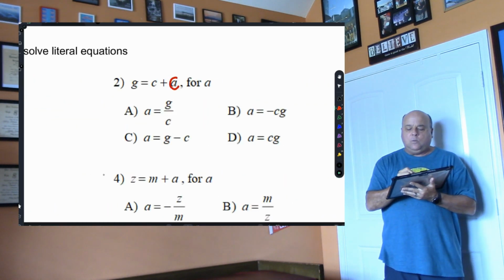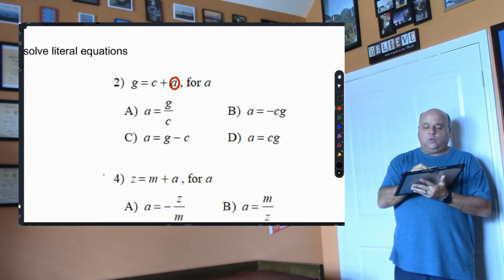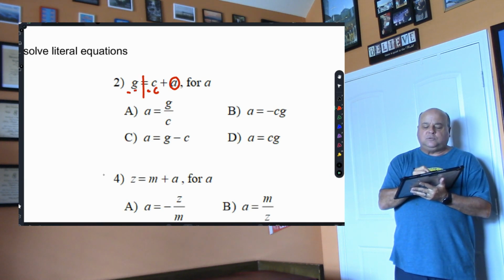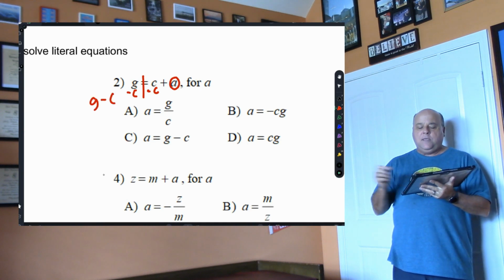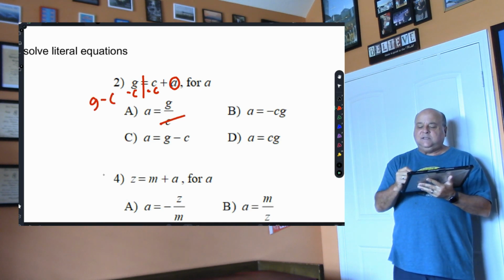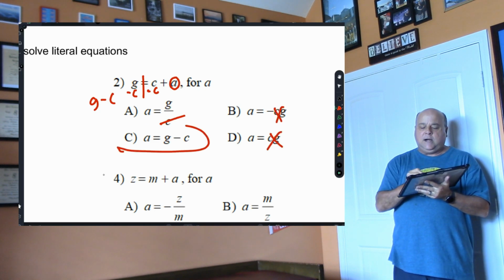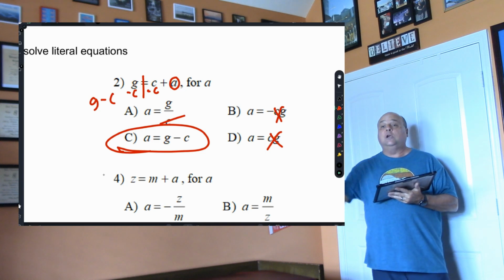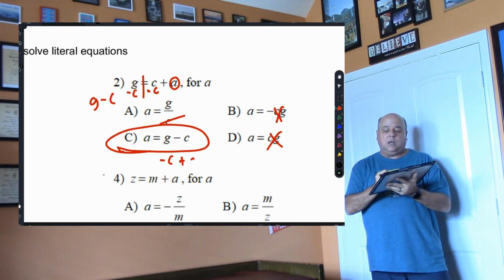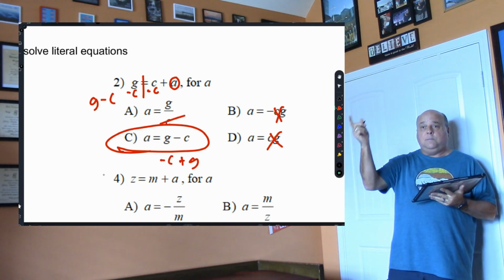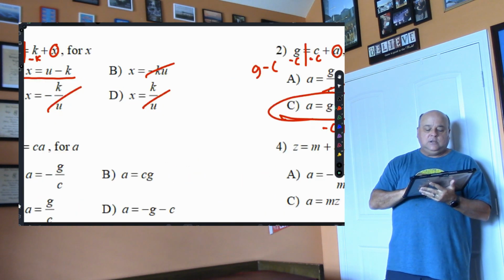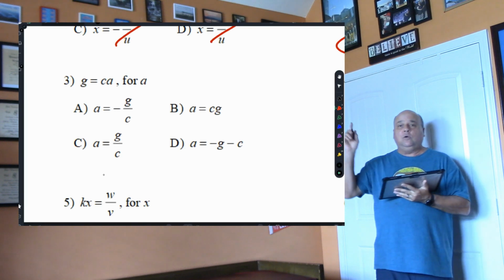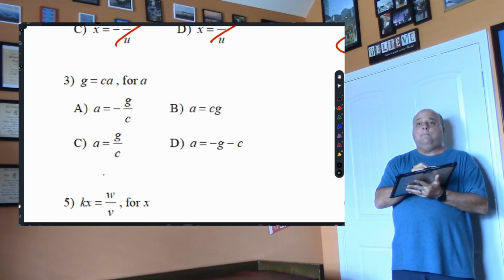On this one right here, we want to solve for A. Same thing. We're going to move C to the left by subtracting C. So I need a positive G and a minus C. This doesn't have a minus C. This has a minus C, but we're multiplying. This does not have a minus C. Right here is the right answer. You can also put negative C plus G. It could be in any order. The G has to be plus, the C has to be minus. Let's go to number 3. Number 3, big difference. I am not adding, I'm multiplying.